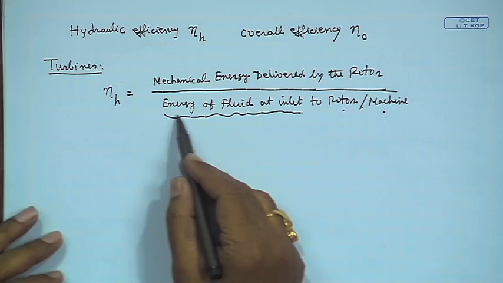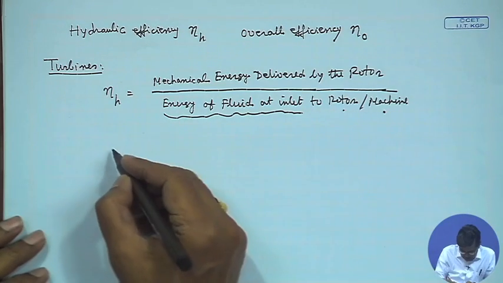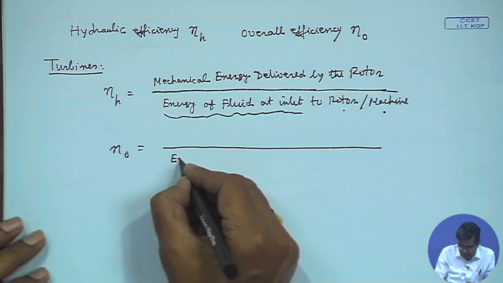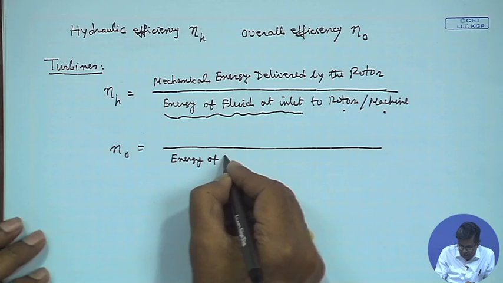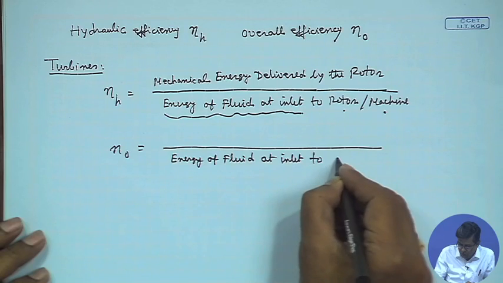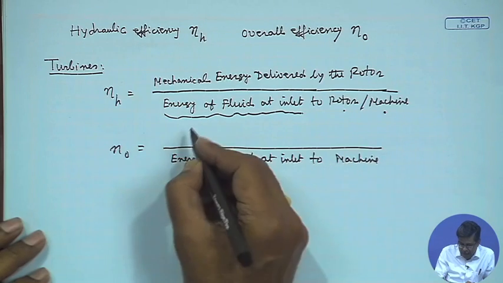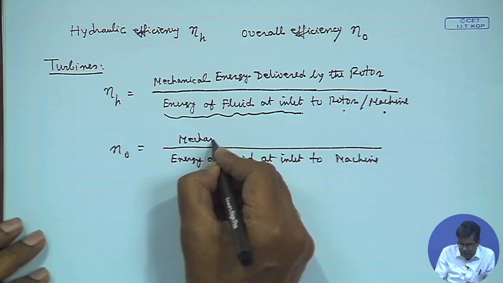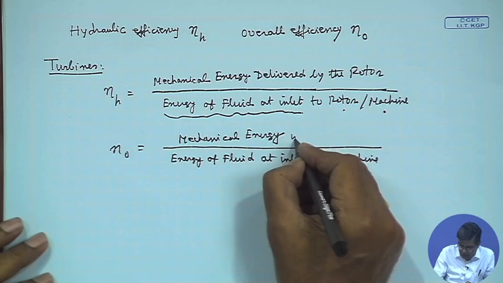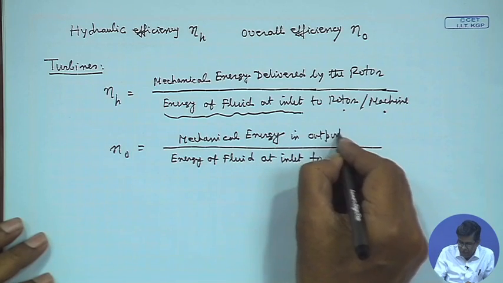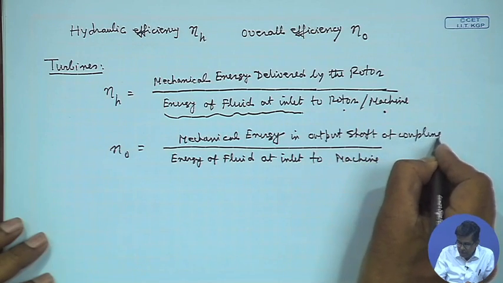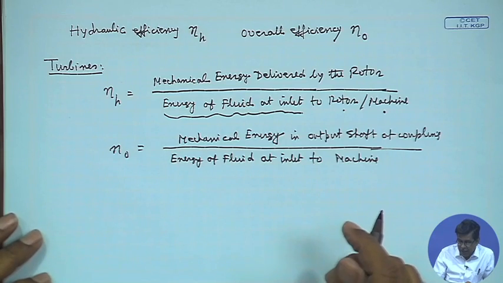So, therefore, we write energy of fluid at inlet to rotor or machine. The overall efficiency now has the denominator the same, this is the input energy, energy of fluid at inlet to machine or rotor, whatever you write, and the numerator is the mechanical energy in the output shaft at coupling, and the difference between the two is the friction in glands, bearings and couplings.